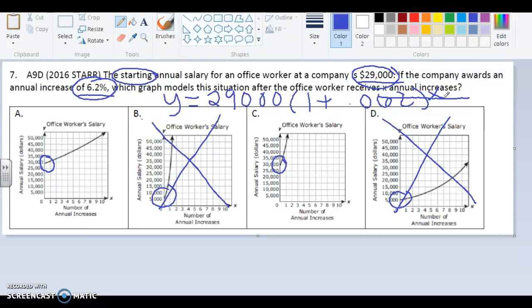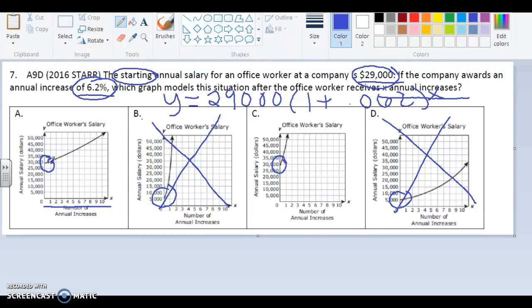In answer choice A, if we look down at the x-axis, it represents the number of annual increases. Let's just go to year one. Okay, year one, you've definitely gotten an increase, but it's not much. Okay, maybe like $3,000, maybe a little less.